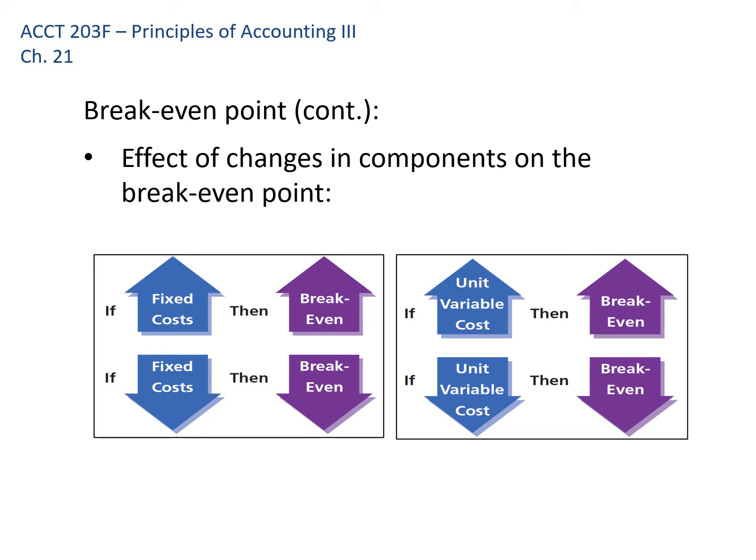If my unit variable cost goes up, that means there's not as much left over from each sale to cover my fixed costs. In that example where we had a $25 selling price and a $15 variable cost, if that variable cost went from 15 to 18, instead of having $10 from each unit, I would only have $7. So I've got to sell more units if each one is only giving me $7 to cover the same fixed cost. So my break-even point would go up. By the same token, if it goes down, I can sell fewer units.